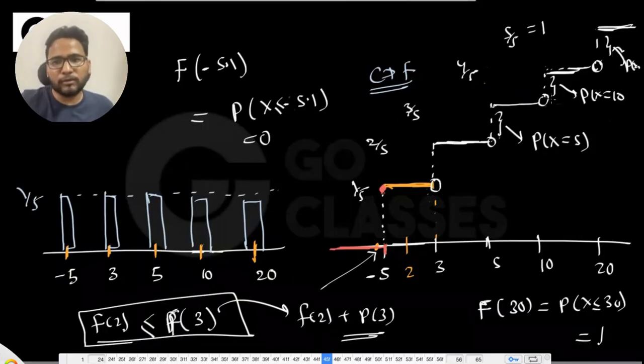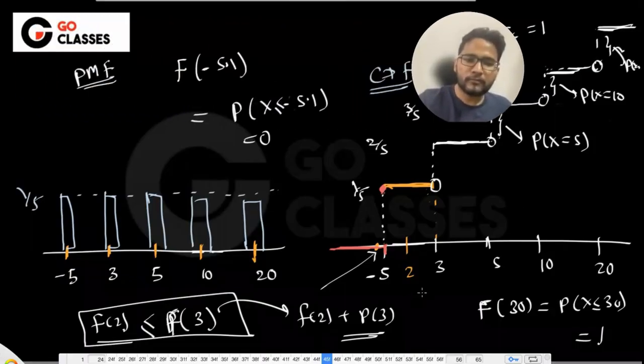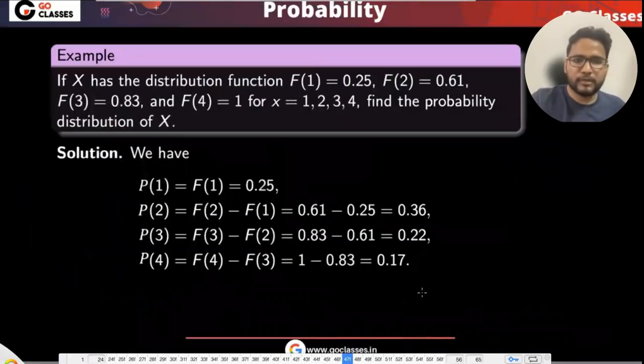The moment you get some probability mass, you will keep on making a jump, and then finally you will reach 1. This is the upper limit. You cannot go beyond 1. Okay, now let's solve this.